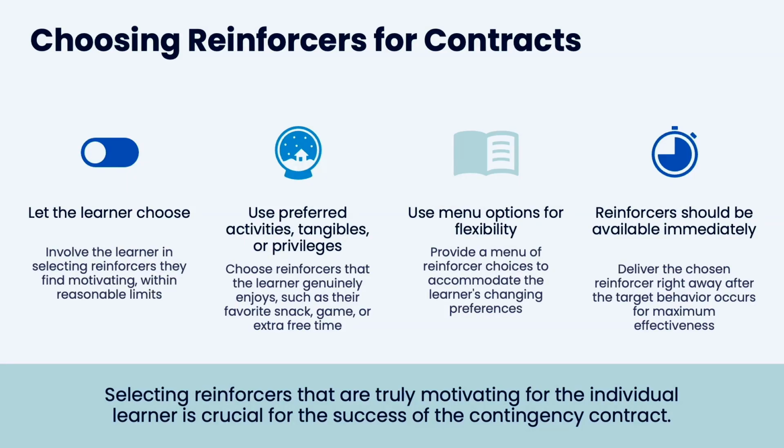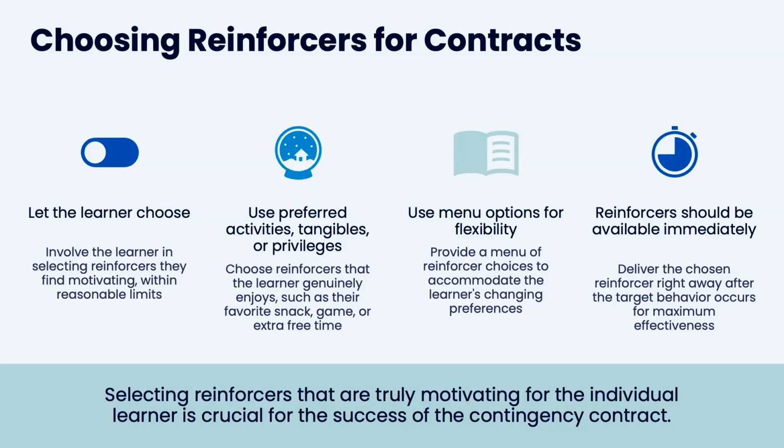Most of the time when you're moving into these contracts and utilizing them with learners, they can actually choose their own reinforcers at this point. So you can involve the learner in selecting reinforcers they find motivating within reasonable limits. So you might have to do preference assessments. You might be able to just do a reinforcer survey. Use preferred activities, tangibles, or privileges. Choose reinforcers that the learner generally really enjoys.